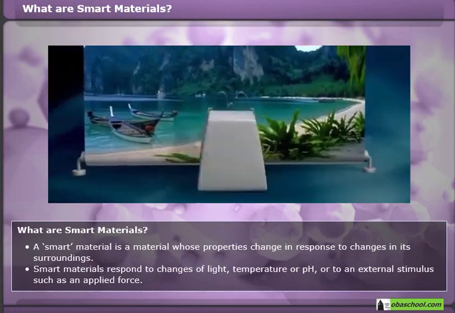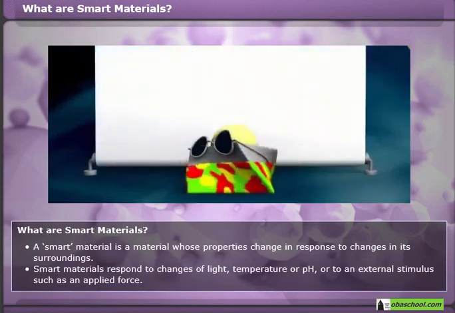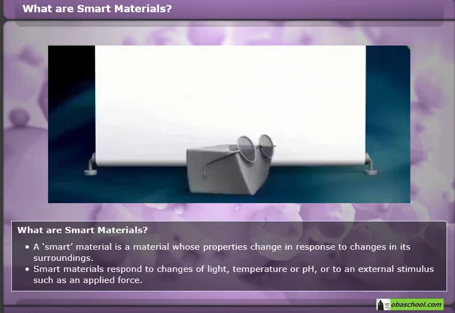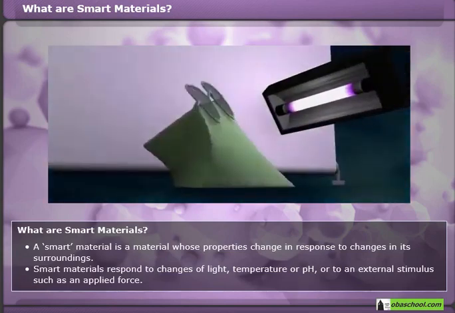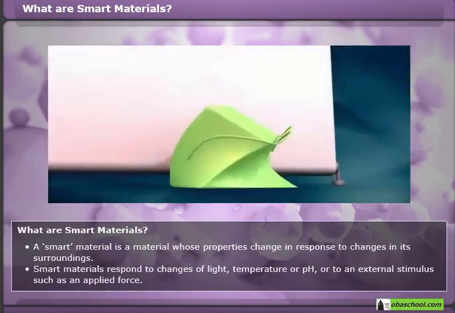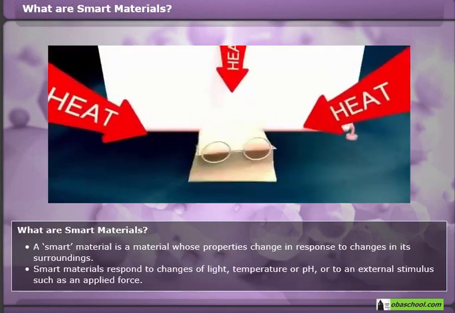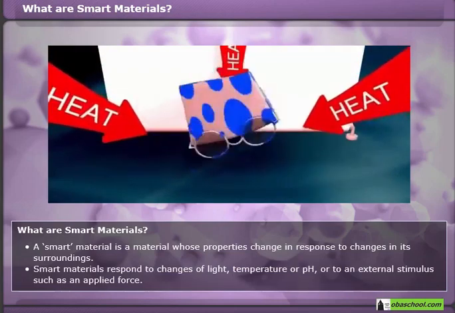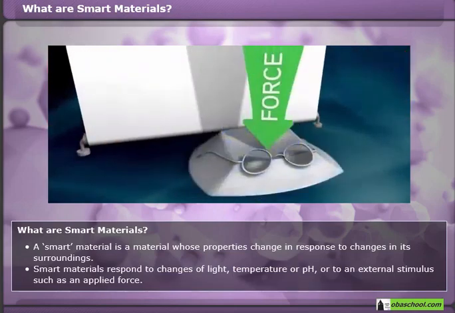A smart material is a material whose properties change in response to changes in its surroundings. Smart materials respond to changes of light, temperature or pH, or to an external stimulus such as an applied force.